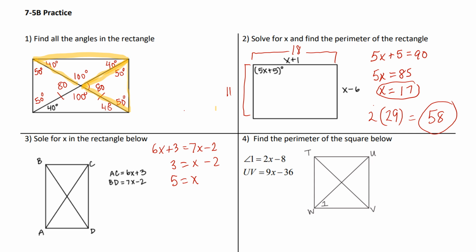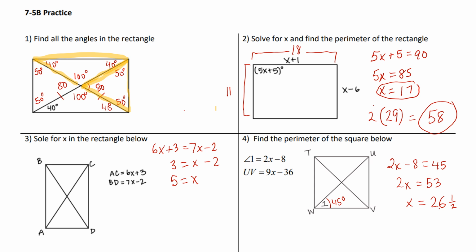So for number 4, I have a square, which means that this angle 1 has to be 45 degrees because the diagonal bisects the angle, and the angle is 90. So that means that 2x minus 8 has to equal 45. So 2x is equal to 53, and we're not going to panic because the answer is going to be a decimal. It's going to be 26 and a half, or 26.5.